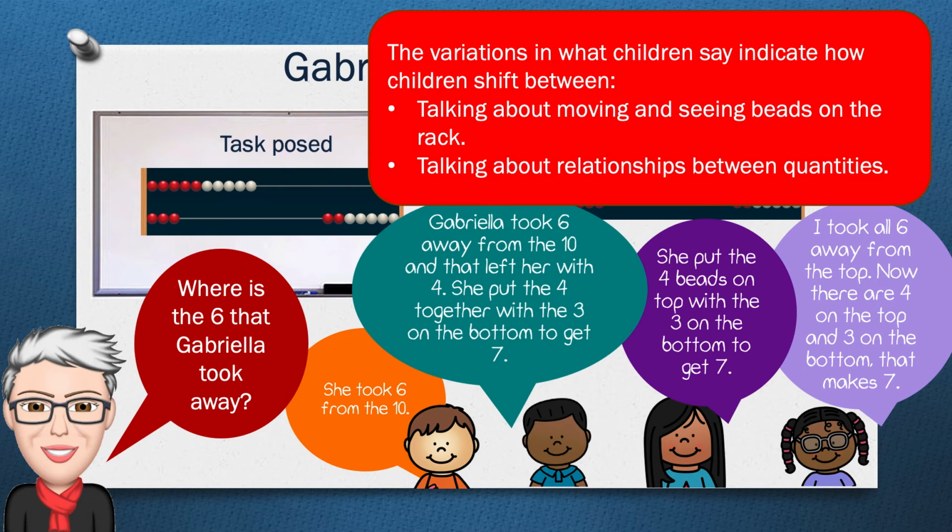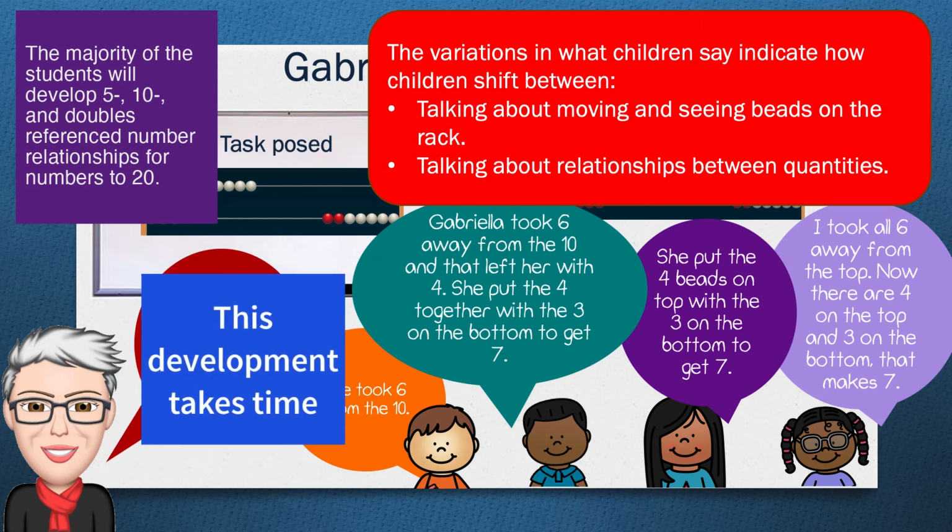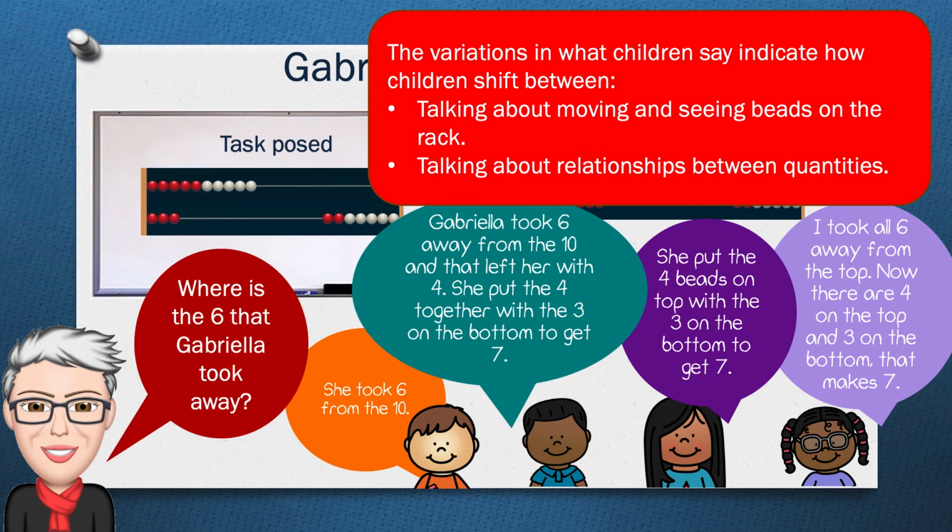Over the course of this part of the sequence, using this activity and those that we will describe next, the majority of the students will develop 5, 10, and doubles reference number relationships for numbers to 20. These relationships will result in their being able to reason flexibly using grouping strategies. This development takes time. It represents an evolution in the children's thinking and reasoning.